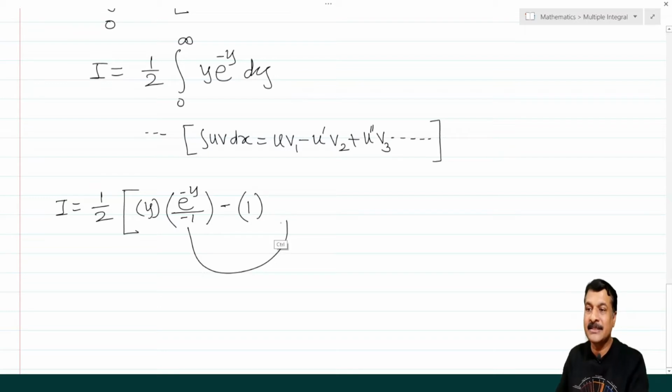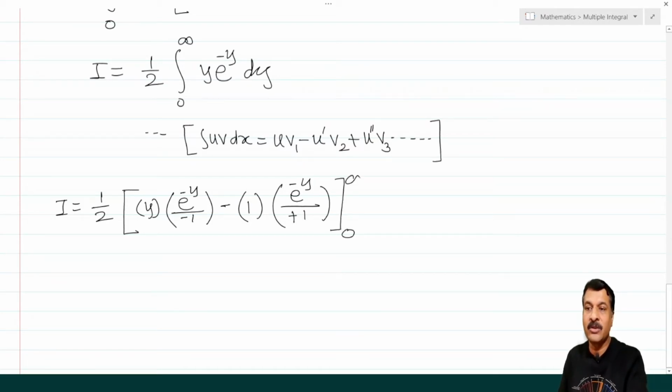Integration of this, I am getting e raised to minus y by minus y, but already minus 1, so I am getting plus 1. Now the next derivative of 1 is 0, and that is why here it finishes. 0 to infinity, upper limit minus lower limit.